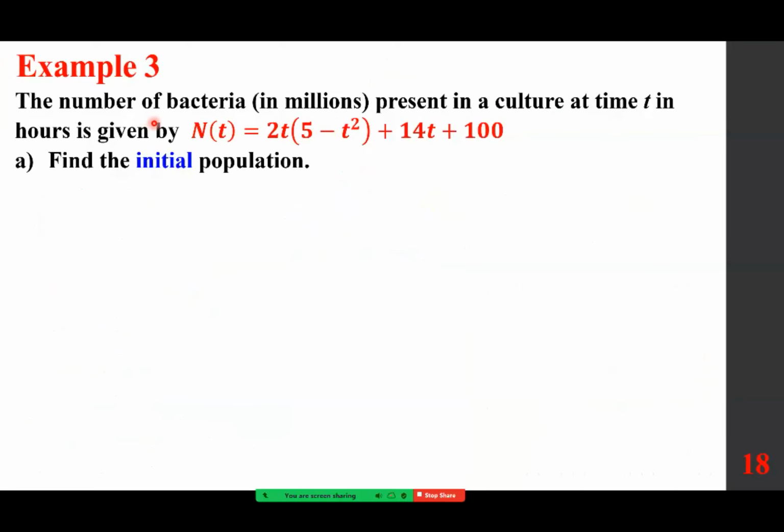The number of bacteria in millions present in a culture at time t in hours is given by N of t equals 2t times (5 minus t squared) plus 14t plus 100. Find the initial population. Simply put, elementary algebra: replace the t with 0. When we do that, this goes to 0, this goes to 0. The only answer is 100 million bacteria, initial population.